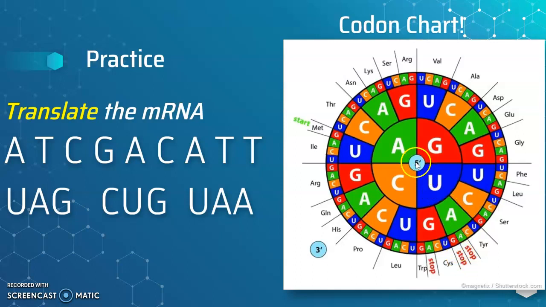The next set is CUG. So I'm going to start at the C because it's the first circle. Second circle is U. Which one's U? Right here. Third letter is G. Right here. So if I have CUG, I have leucine. Okay? And then you're going to do the same thing for the last one. U for the first circle, A for the second circle, and A for the third circle. And that's a stop. So if I stop, I stop. Okay?